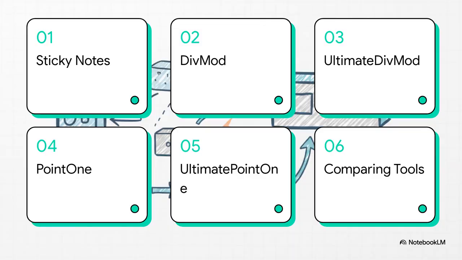So here's our game plan for today. We'll start with our core analogy, pointers as sticky notes. Then we'll put that to work delivering answers with our divmod function. Upgrade things in place with Ultimate divmod and test out a simple remote control concept with point 1. After that, we hit the boss level with pointer inception in Ultimate point 1 before finally comparing all our tools.